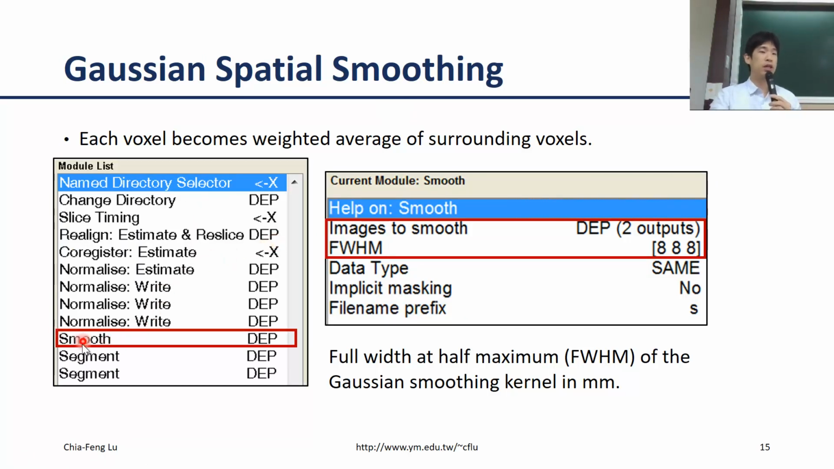And come to this step, the image smoothing step right here. Again, this is actually to perform the spatial smoothing. So what you need to do, the very first thing, is again to select the imaging to be smoothed. And in this case, we actually set up the two outputs right here.